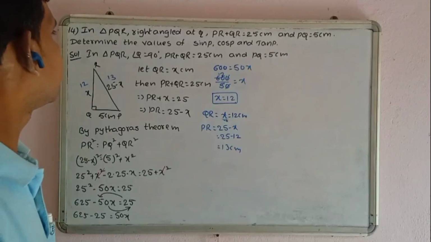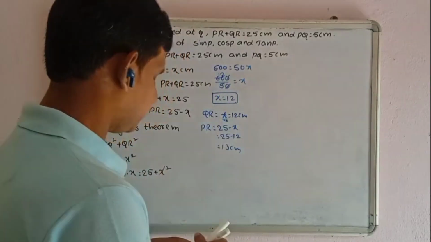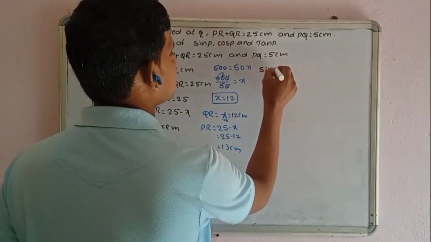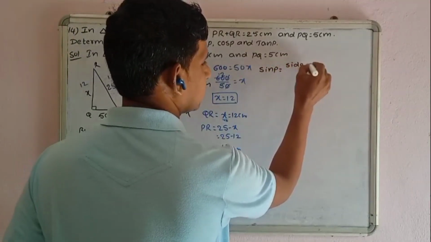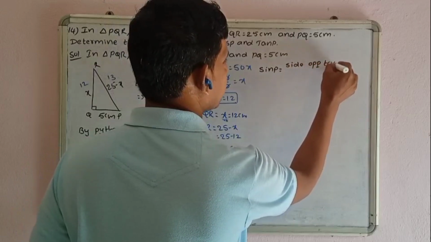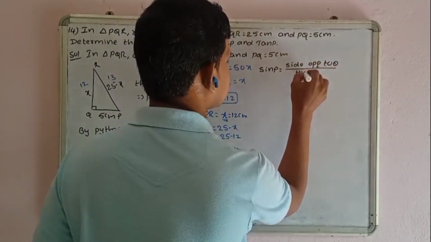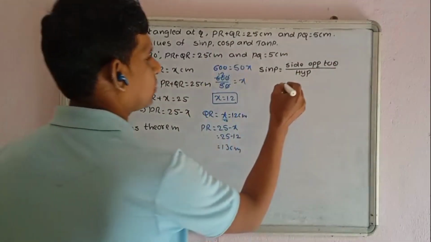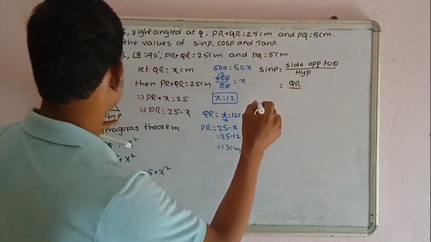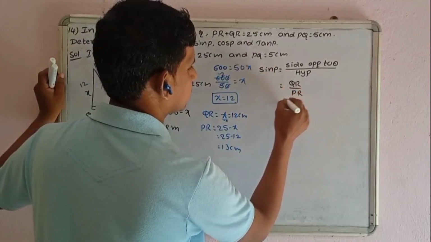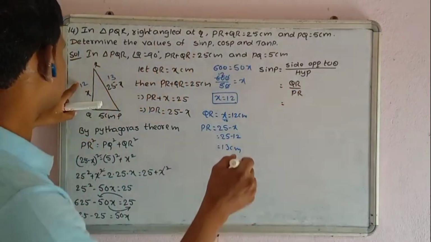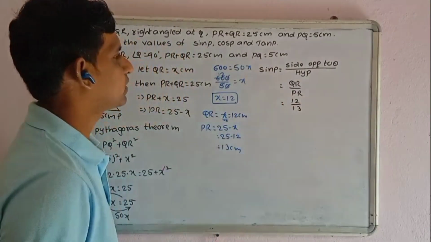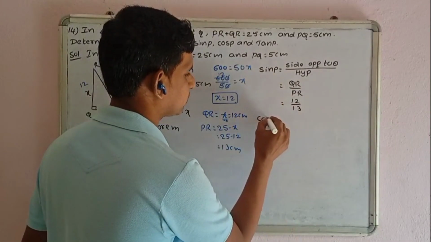Okay. Now the first one is sin P. What is the definition of sin P? Sin P is side opposite to P over hypotenuse. So what is the side opposite to P? QR. Hypotenuse is PR. QR value 12, PR value 13. This is sin P.